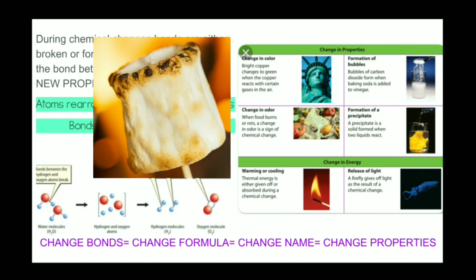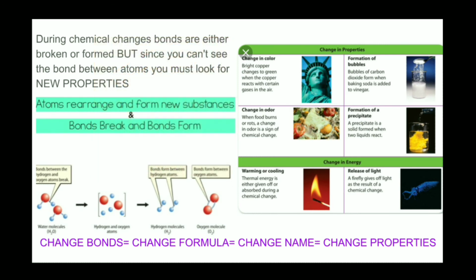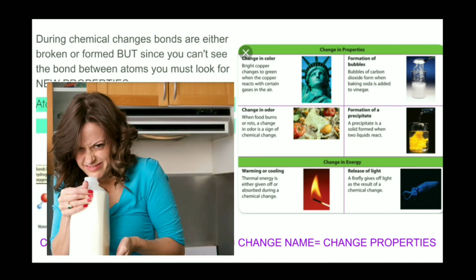Another indicator of a chemical change is a change in odor. You know food has gone bad. It has changed from nutritive molecules to rotten ones when it has a change in odor.